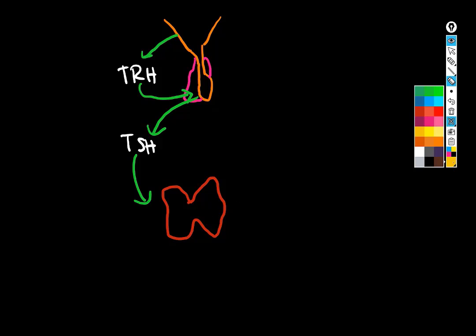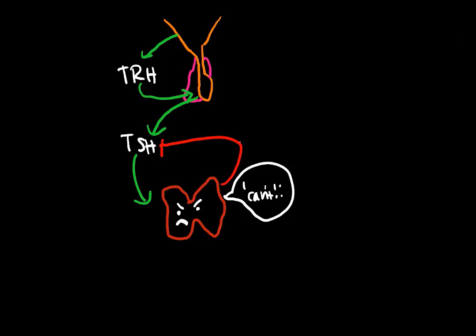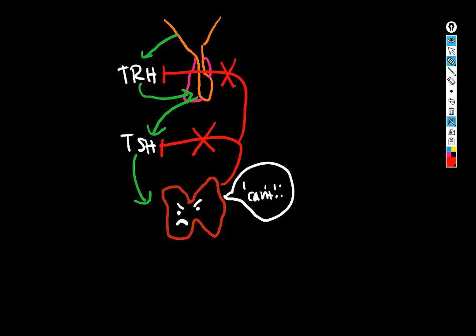So it's going to say something along the lines of, I can't. And it has maybe a little frowny face because it can't do its job. The hypothalamus is telling the pituitary to make TSH. TSH is telling the thyroid to make thyroid hormone, but the poor thyroid does not have enough ingredients to make it. Ordinarily you would have negative feedback to inhibit the production of TRH and TSH. Now you don't, because there's no thyroid hormone being produced.